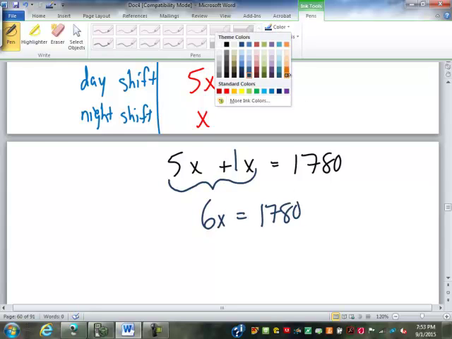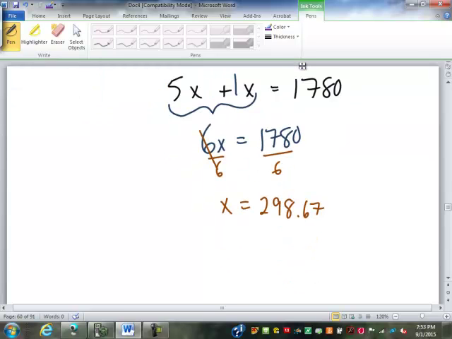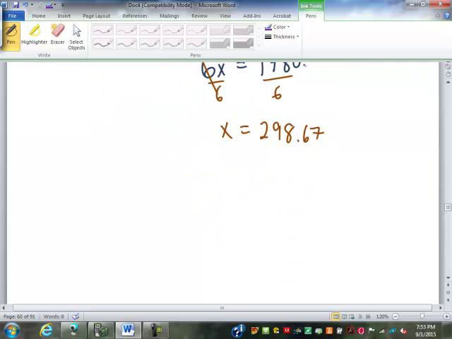And then divide by 6. X equals what? That ain't going to work real well, is it? Boy, it's late at night. 298.67. Yep. Sorry about that. Little hamster's done for the night. You guys get the point.